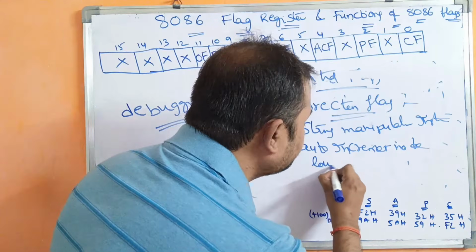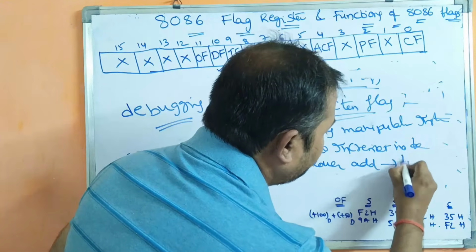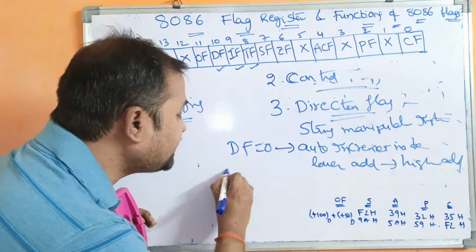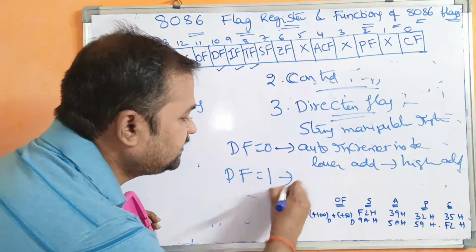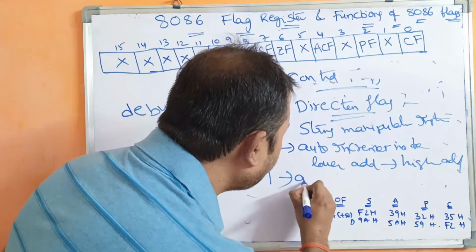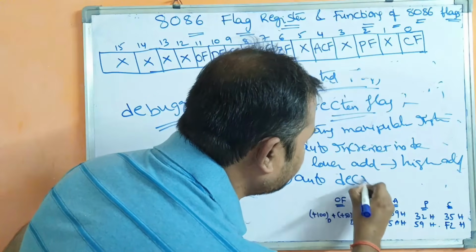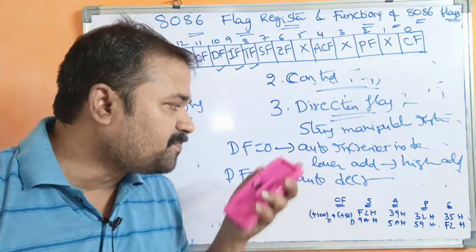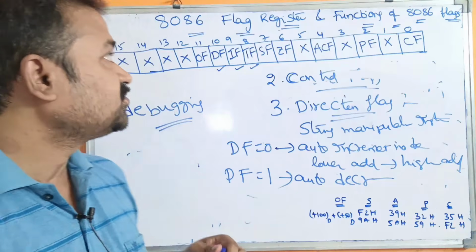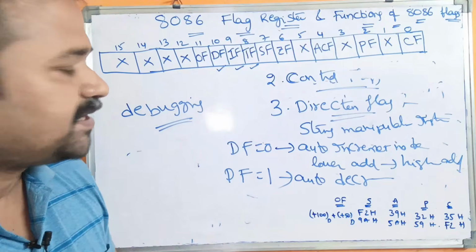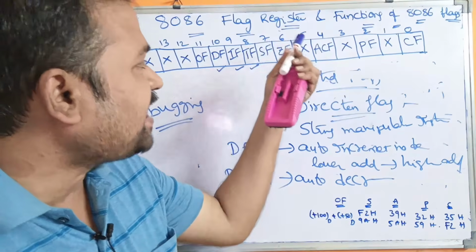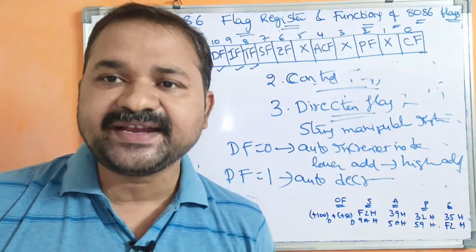So from the lower address to the higher address, the instructions will get executed. Whereas if DF is equal to 1, then the operations on the strings will be performed in auto decrement mode. Decrement mode means from the higher address to the lower address, the instructions will get executed. So this is about the 8086 flag register and the functions of the 8086 flags.